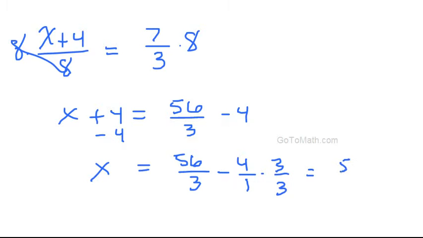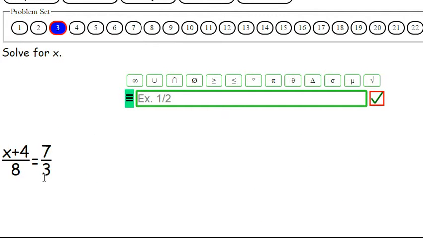So we've got 56 minus 12 over 3. What have we got on that? It's 56 minus 12 divided by 3. So we end up with, it looks like, 44 over 3. So that's going to be the solution to this equation, 44 over 3.